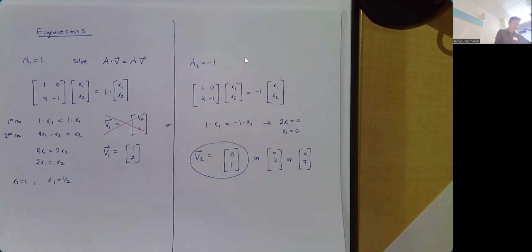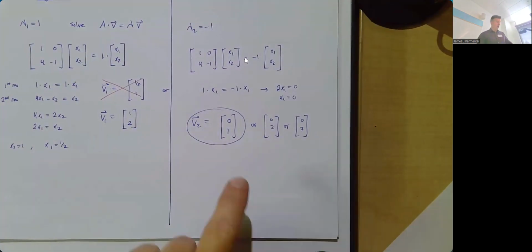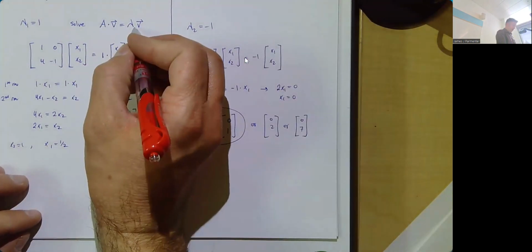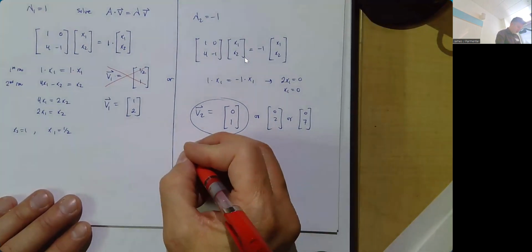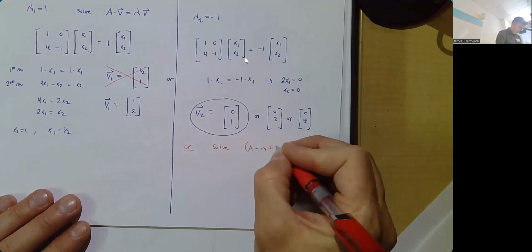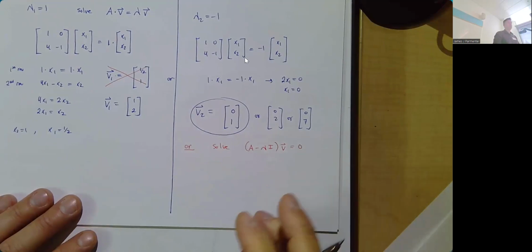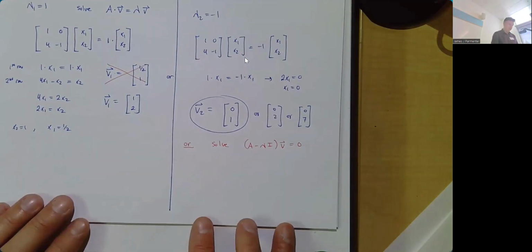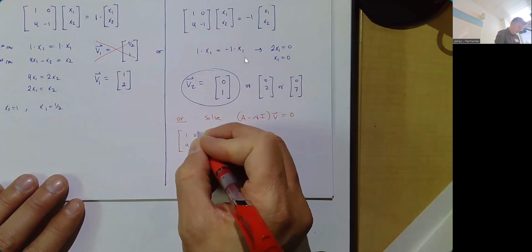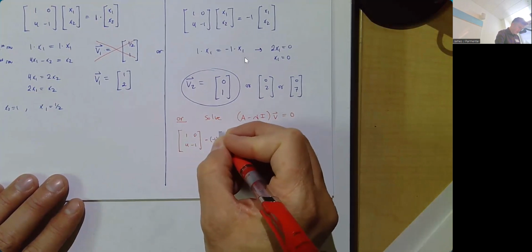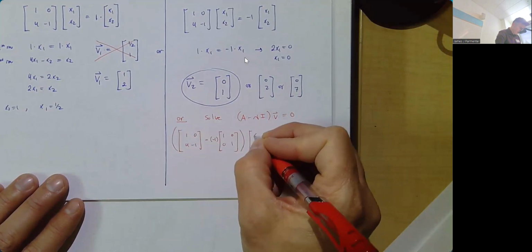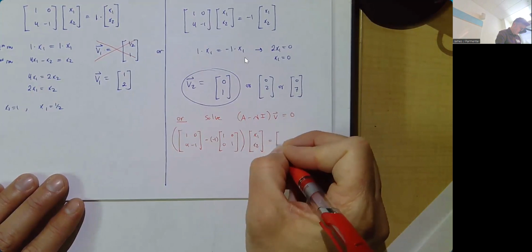So let's go ahead and briefly mention how, although we could do it this way, where we solve, again, A times v equal to lambda times v, if you prefer, it is always an option to solve A minus lambda I times your eigenvector equal to 0. That is also a choice. If we were doing it that way, we'd be solving the matrix 1, 0, 4, -1 minus -1 times the identity matrix, times the vector that we're trying to find, equal to the 0 vector.